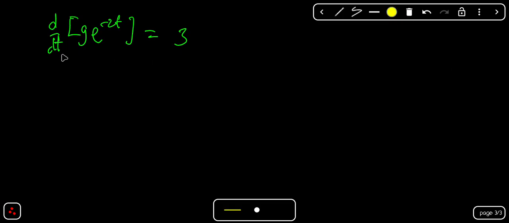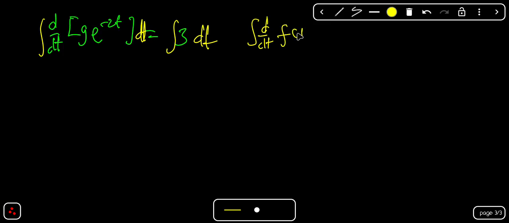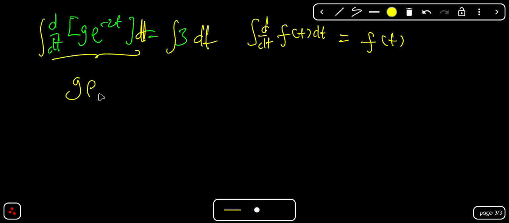So integrating both sides with respect to t, we have dt here, we have dt here. Don't forget, whenever you have a function d dt of f of t, once you integrate it, this will surely give us f of t. So if we integrate this, this will surely give us g e raised to the power of negative 2t. And then if you integrate 3 dt, this will give us 3t.